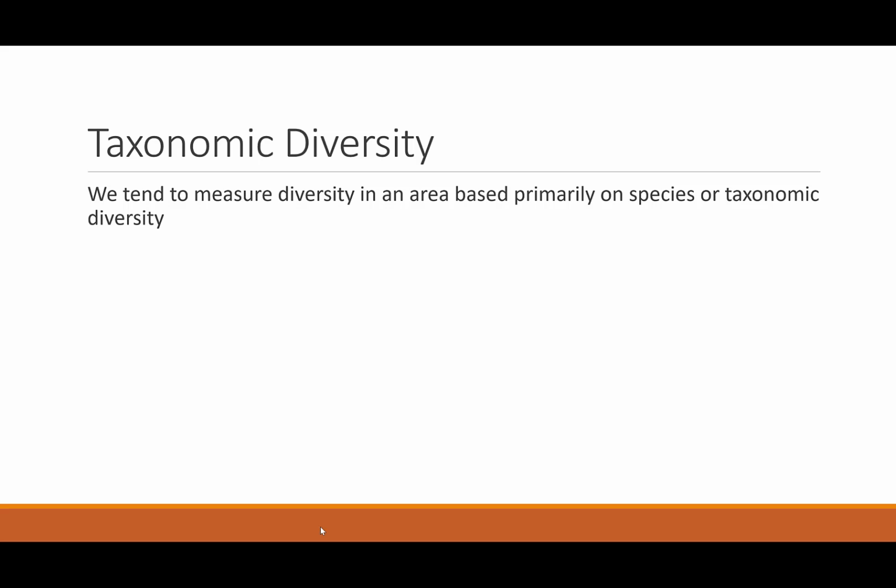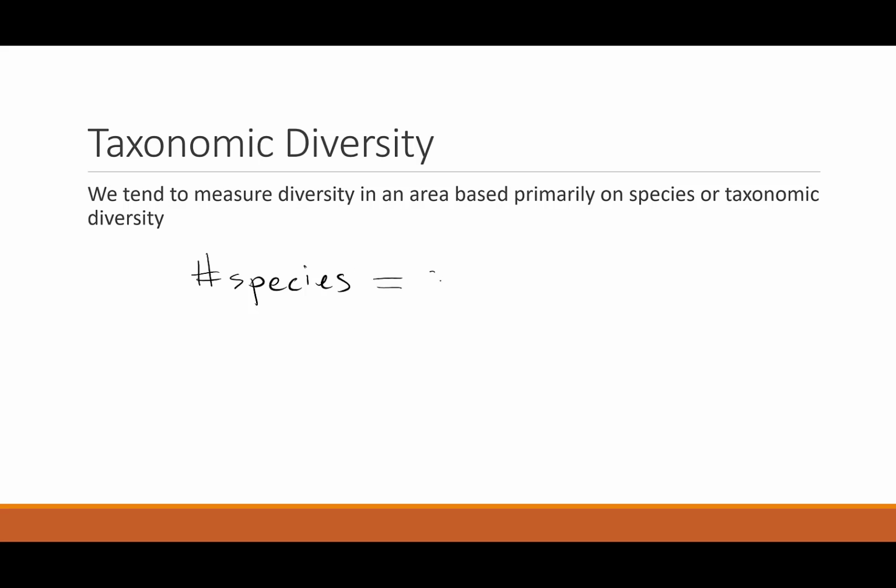This means diversity of taxa. We tend to measure diversity or biodiversity in an area based primarily on the species that are there, or the taxonomic diversity that is there, right? Species diversity is the same as taxonomic diversity. So if you have an area, and you can think of really any area that you're looking at, the number of species tends to give you a good estimate of how much diversity is there.